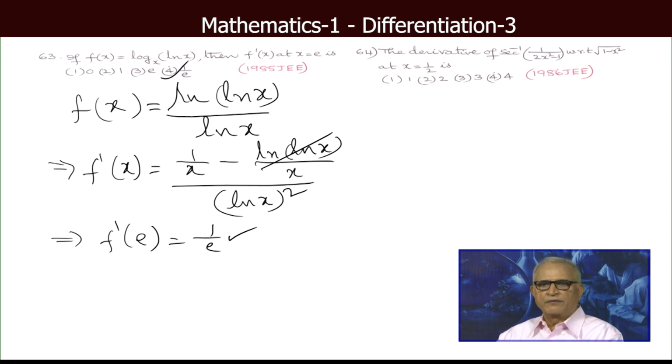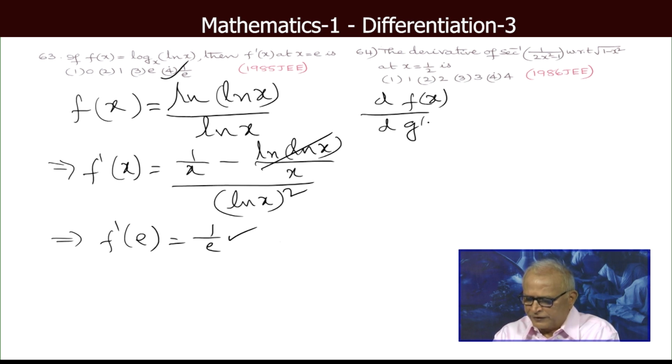Joint entrance paper of 85. The derivative of arc secant of 1 by (2x square minus 1) with respect to root of 1 minus x square at x equal to half is a derivative of one function with respect to another function. This is also a JEE advanced question, very simple. Let us write f(x) equal to arc secant of 1 by (2x square minus 1), and the derivative of f(x) with respect to g(x) is f dash x by g dash x.